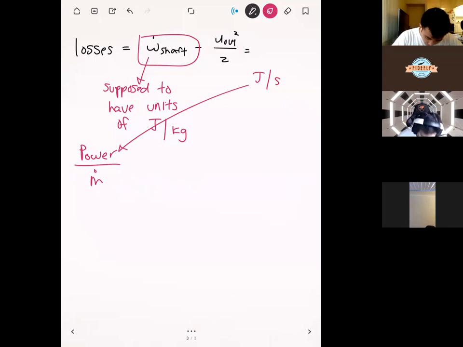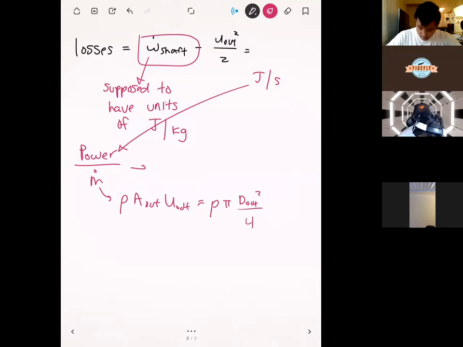The way that we obtain m dot is that we simply compute the mass flow rate at the outlet. So m dot is just going to be rho A out u out, which is rho pi d out squared divided by 4. If we plug in the numbers for m dot, we got 4.17 kilograms per second.